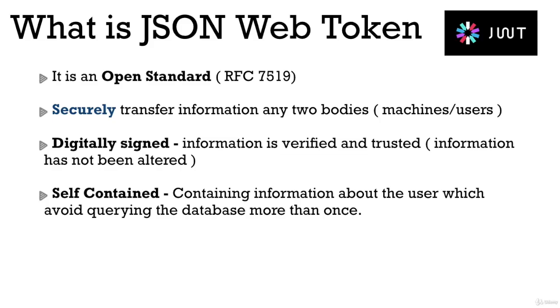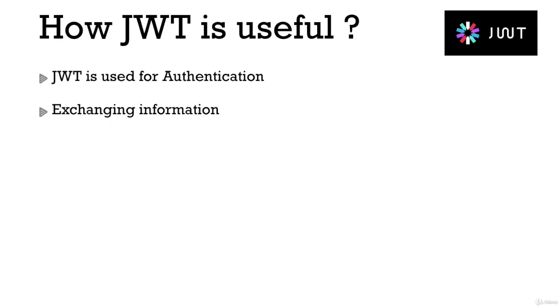When we say more than once, that means it will get the access about the user and we can directly access the protected resource, instead of first accessing the user information and then accessing the information. That means we can also make fewer web callouts to communicate between the systems. Why is it useful? It is useful for authentication purposes and for securely exchanging information between two bodies that we discussed. Now let's see what the structure of JWT is.